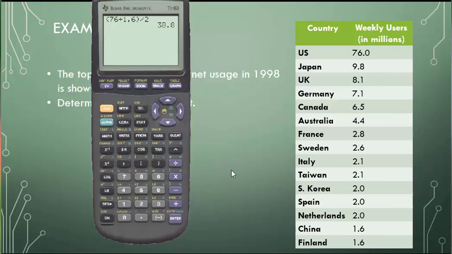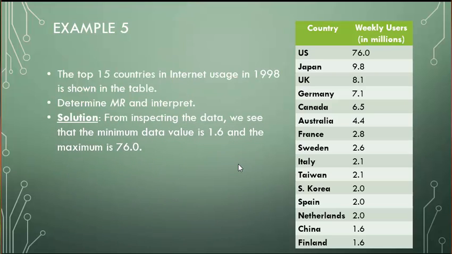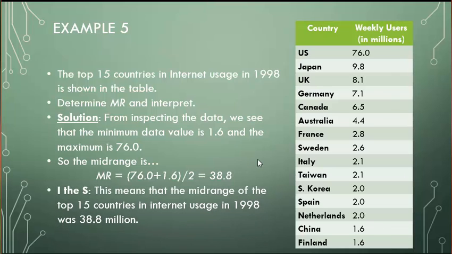And so we get what? 38.8. All right? So let's go ahead and verify that answer. So there's our mid-range, 38.8. And we can interpret that by saying that this means that the mid-range of the top 15 countries in internet usage in 1998 was 38.8 million.